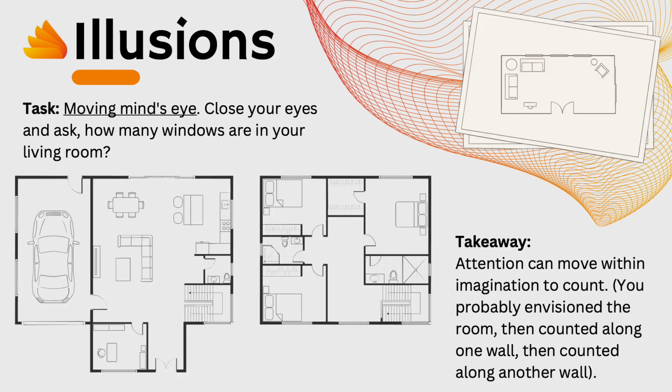I'd like you to do this example. Close your eyes and count how many windows are in your living room. So how did you do it? I assume you probably made some kind of mental image of the room and then brought your attention along one wall and counted up the windows, and if you had two walls of windows, moved your attention to the second wall and counted it up as well. And that just shows us that within imagination it's possible to move around to different locations, kind of bring your mind's eye to various spots, or bring your attention to various spots within imagination.